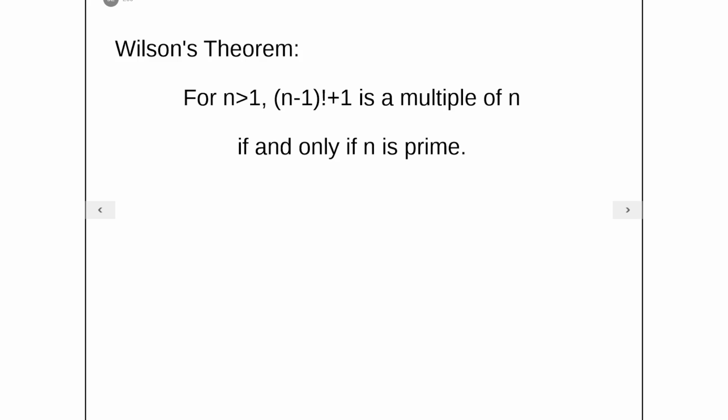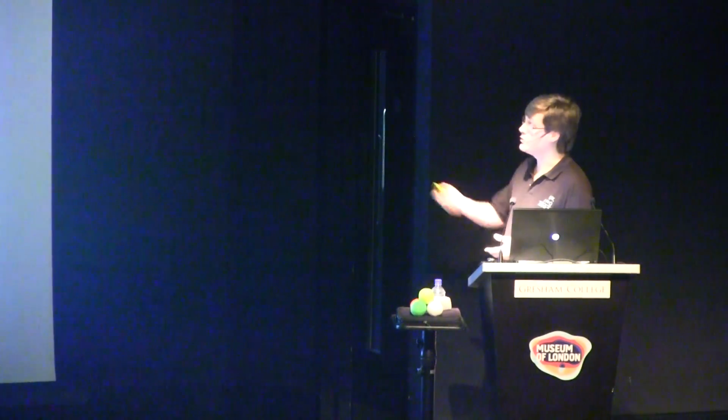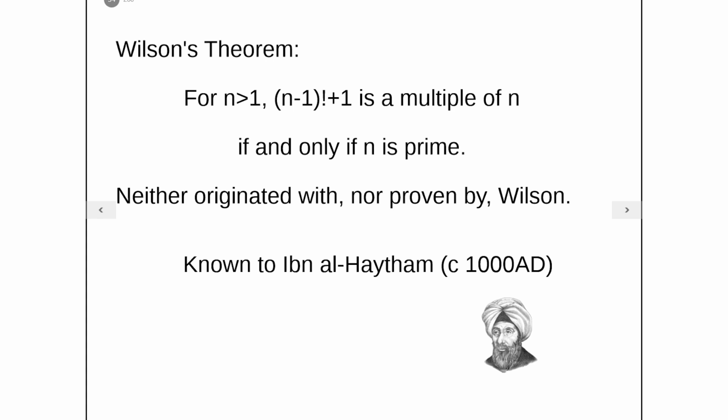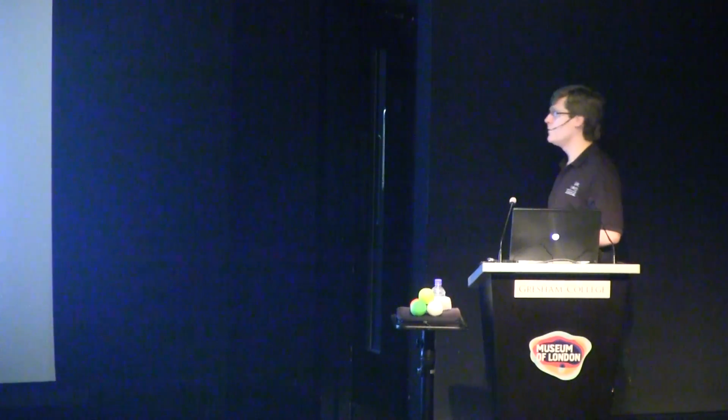This is known as Wilson's theorem. Wilson neither originated it nor proved it. This is typical of mathematics. In fact, Wilson was a student of, I think it's Edward Waring, and he mentioned it to Waring. He'd seen it somewhere. It was actually known much earlier to the Arabic scholar Ibn al-Haytham, about 1000 AD. But Wilson mentioned it to Waring, who then published it in 1770. It was proven not long after by Lagrange in 1771. But as I mentioned, Leibniz actually knew this as well.